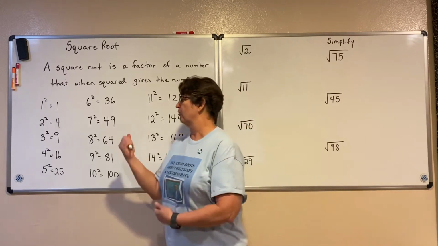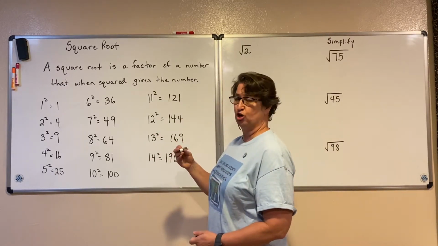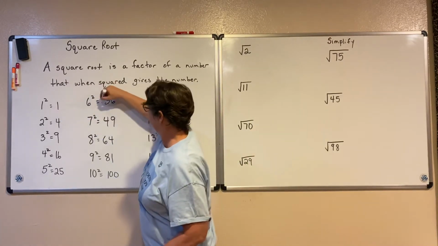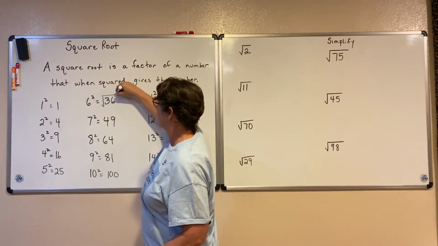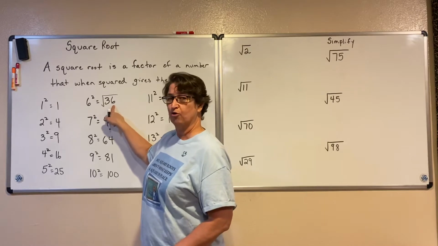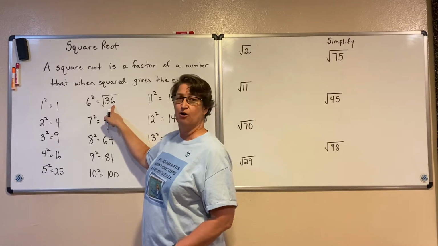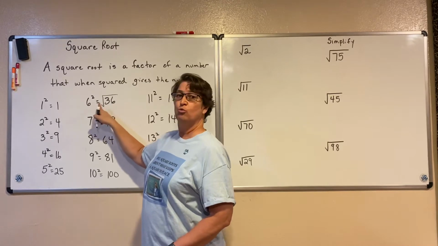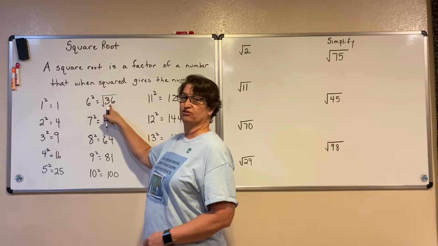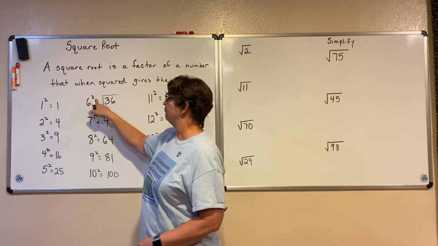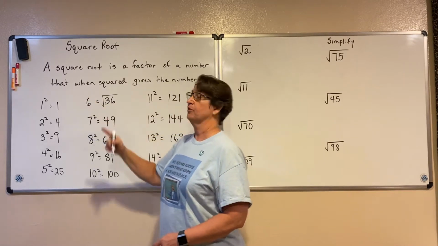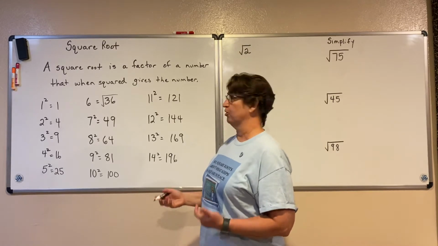When I find the square root, I use this symbol, called a radical, to show I'm finding the square root. I'm going to put it here over this 36. When I find the square root of 36, I'm looking for a number that when you multiply it by itself, you get 36. Well, we know that 6 times 6 gives us 36. So the square root of 36 is just equal to 6. We can do that for each one of these perfect squares.